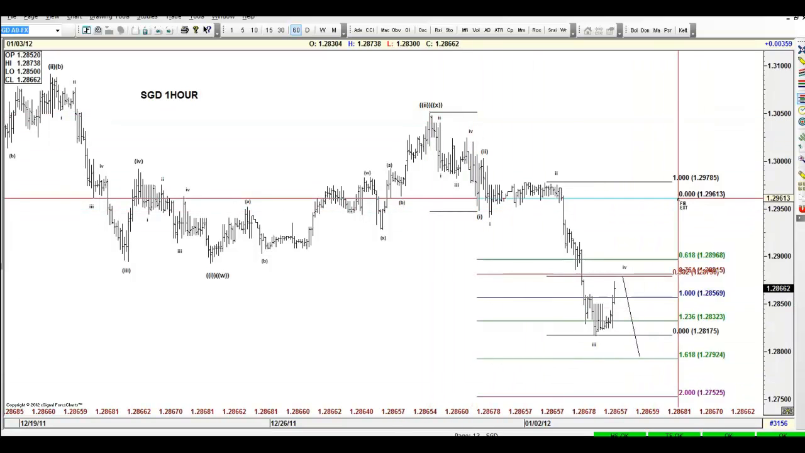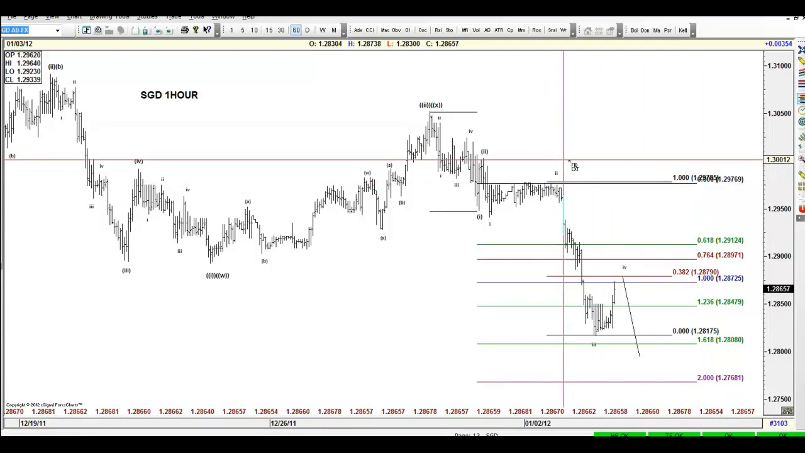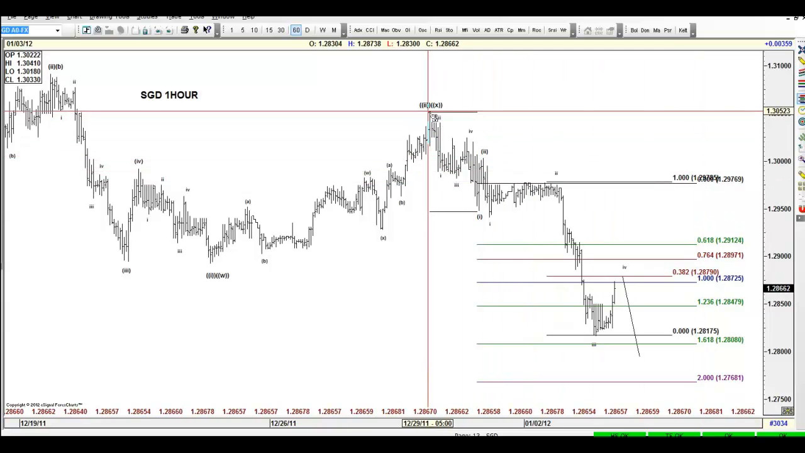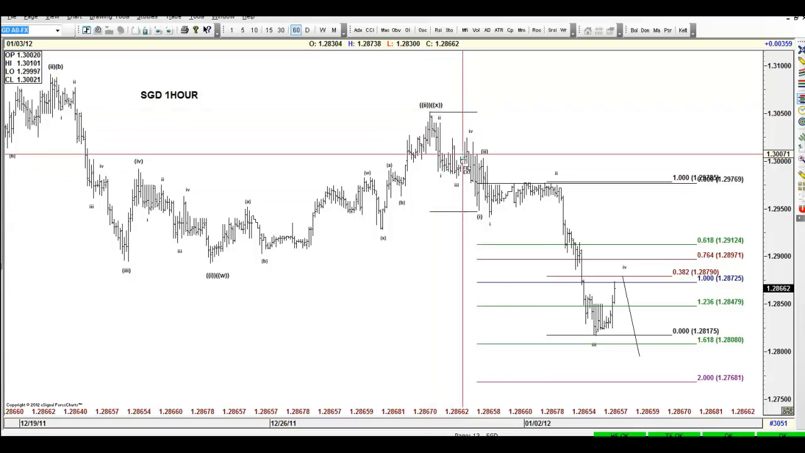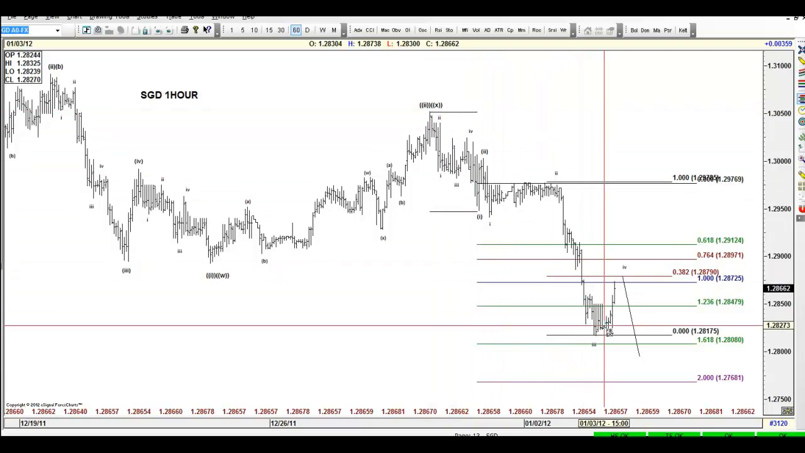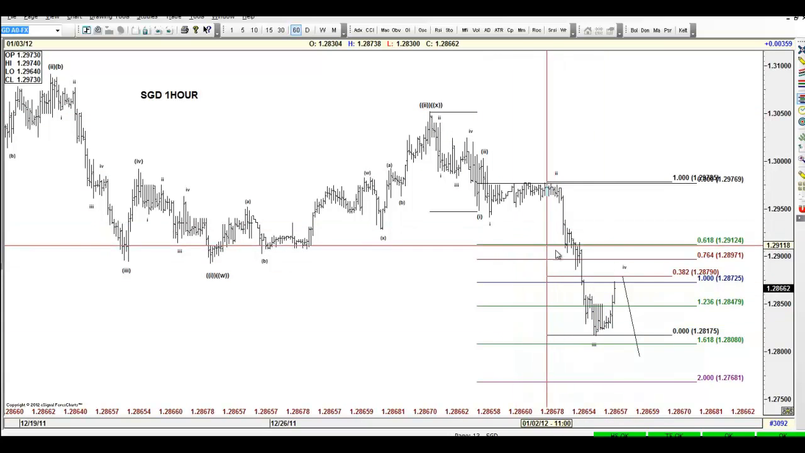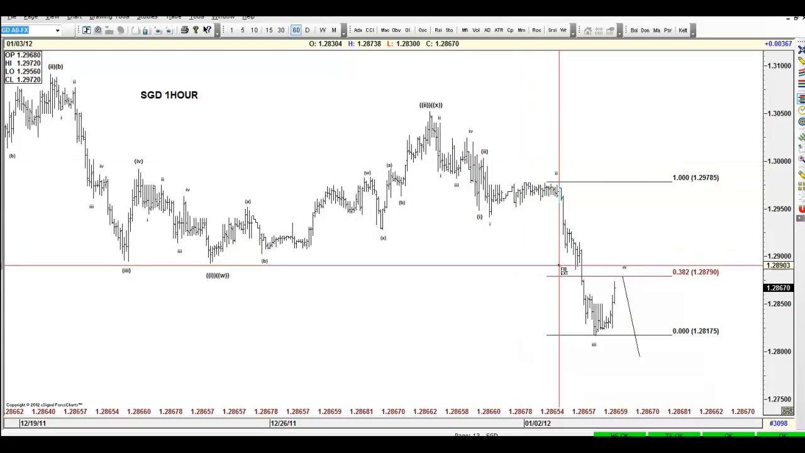So this pair is showing, if you compare with the euro, this is like the bottom of the euro on the 29th of December, and look how it is the same structure to the downside when it comes to wave structure. In other words, the same amount of swings.